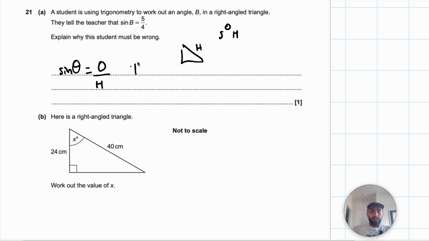Here we can say the hypotenuse must be the longest side.